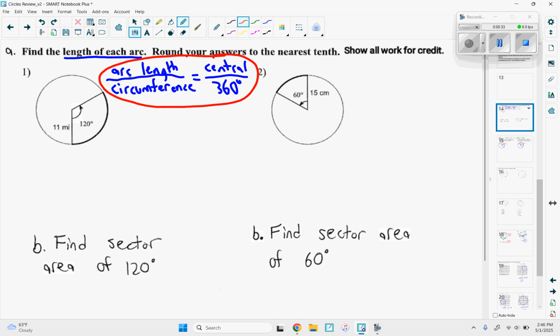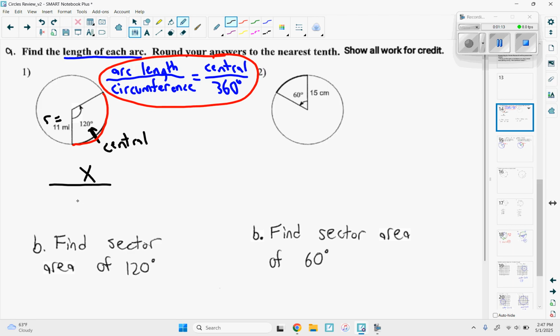All right, so in our first problem, let's go ahead and label our parts. We have a radius here of 11 miles, and we have a central angle here that's 120 degrees. We're going to try to find the arc length right here. Okay, so let's fill in our proportion. Let's start with x here. That's what we're going to try to find for arc length.